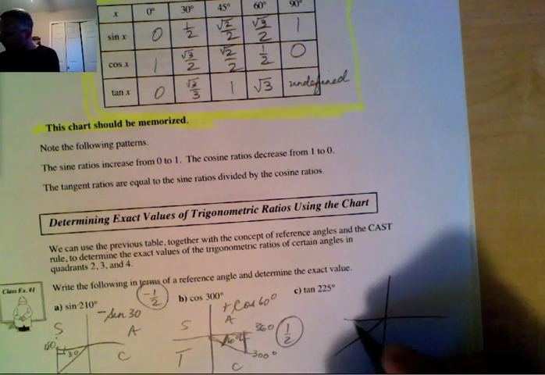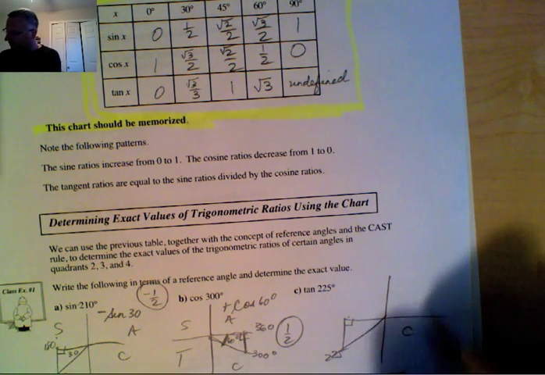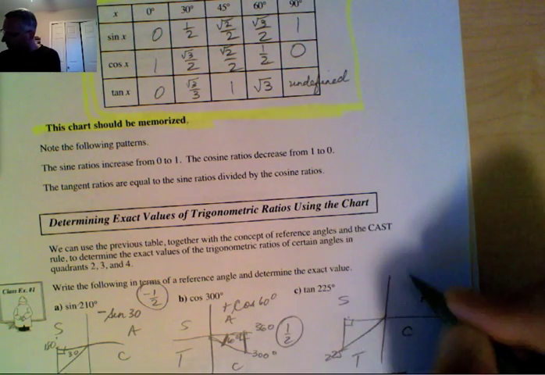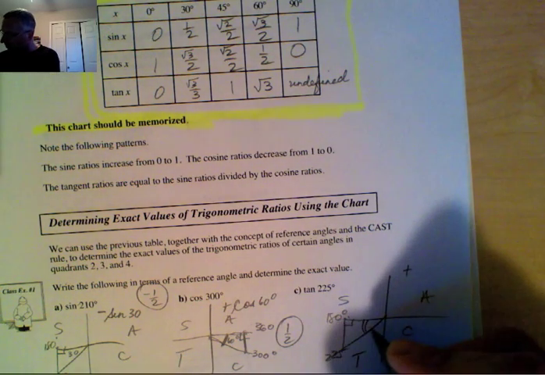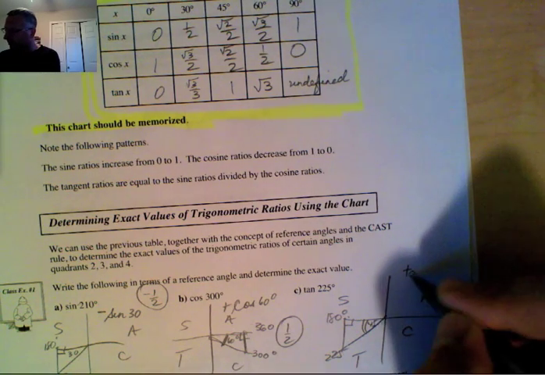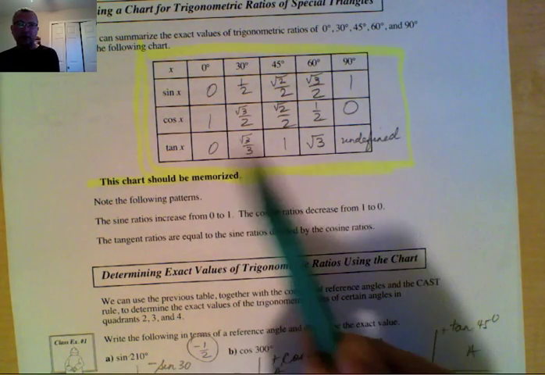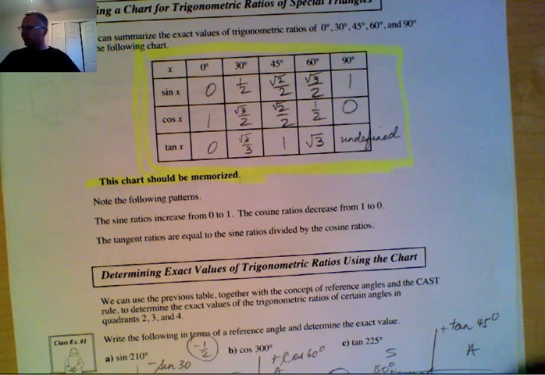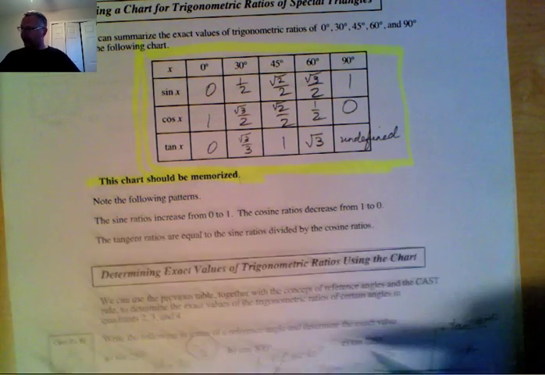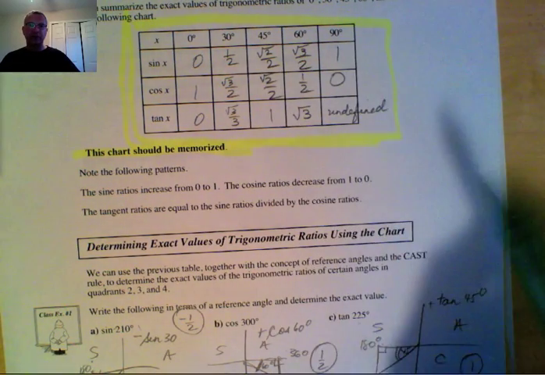Now let's look at 225. 225 is down here in quadrant 3. The CAST rule tells us tangent is positive, and our reference angle here, 180 plus what's going to give me 225? Well, 180 plus 45 degrees. So I'm going to find the tangent of 45 degrees, and it's going to be positive. So I go to my chart, I go to tangent, I go over to 45 degrees, and I find the answer to be 1. So this is the way of getting an exact value for any particular angle in a quadrant that has a reference angle of 30, 45, or 60.